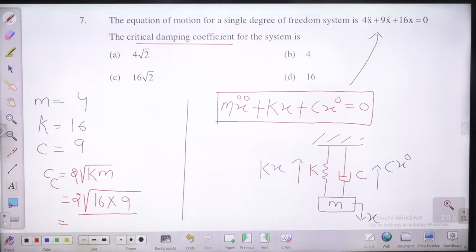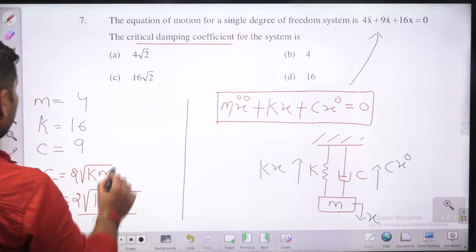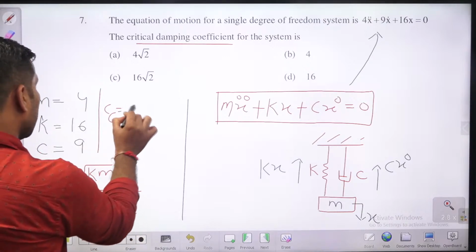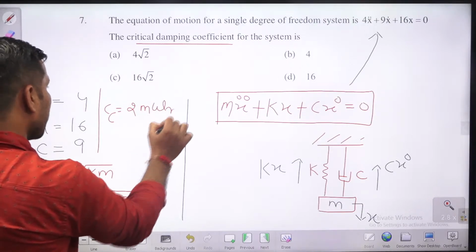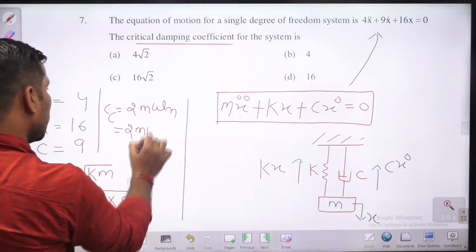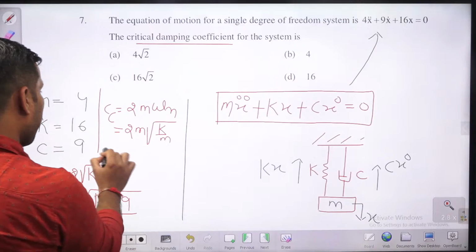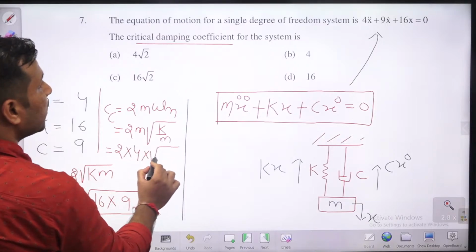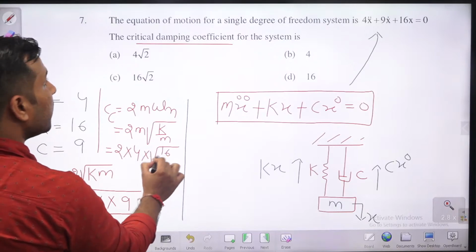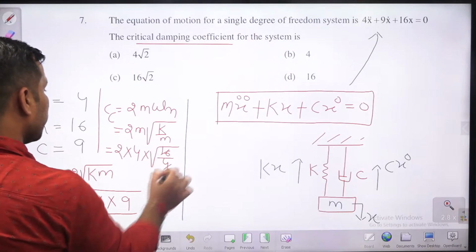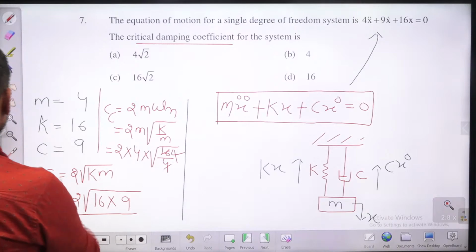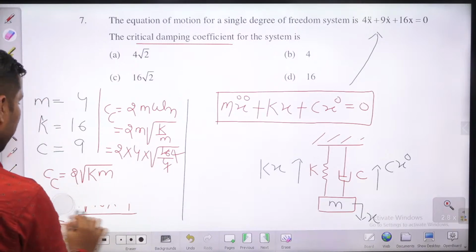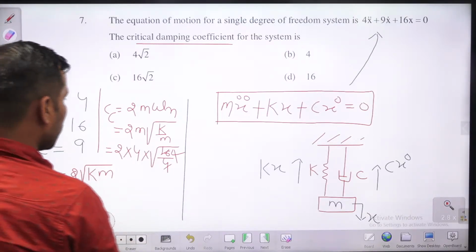Let me try again. So cc equal to 2m omega n. So this is 2m under root k by m. So mass is how much? 4. Into under root k by m: k is 16 divided by 4. This is 4. So I think we made some mistake here.